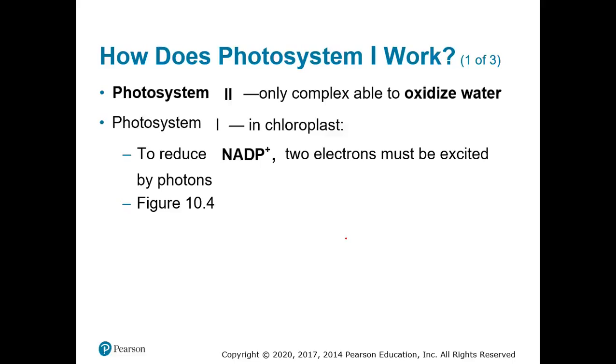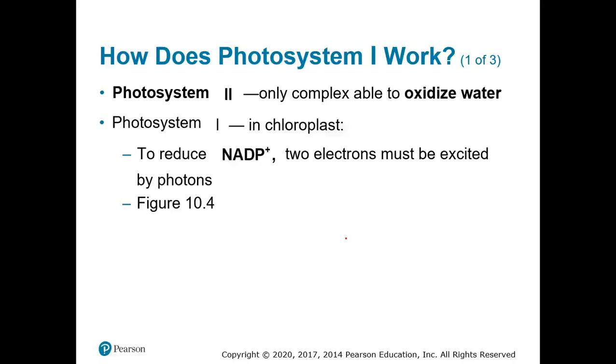Okay, so that is photosystem 2, right? We are oxidizing water, we're splitting it apart, releasing oxygen, and we're using that electron to play a game of hot potato and produce ATP. So what about photosystem 1? Okay, that's our next photosystem we're going to talk about.